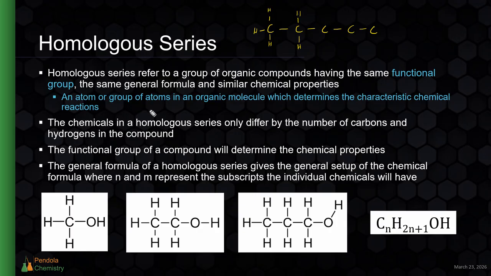A functional group is an atom or group of atoms in an organic molecule which determines the characteristics of the chemical reaction. For example, if we have a carbon with an OH sticking out of it, we will call that an alcohol. If we had a carbon with a halogen sticking out of it, we will call that halogen alkane. If we had a carbon that's triple bonded to a nitrogen, we will call that a nitrile group. So these are functional groups. They're essentially anything on an organic compound that is not a carbon-hydrogen or carbon-carbon single bond.